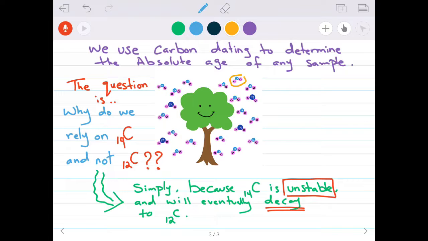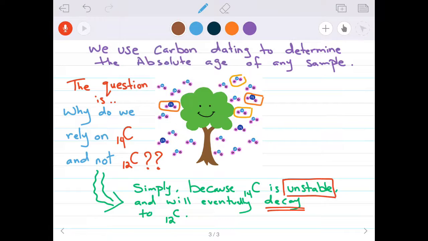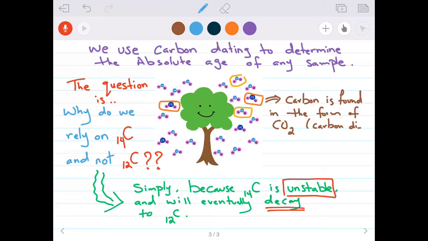And in fact, carbon 14, believe it or not, comes from nitrogen 14. So here in the atmosphere around us, you find carbon in the form of carbon dioxide. It could be carbon 12 or it could be carbon 14. Okay, so it's a mix of the two carbons because they are isotopes of carbon itself.